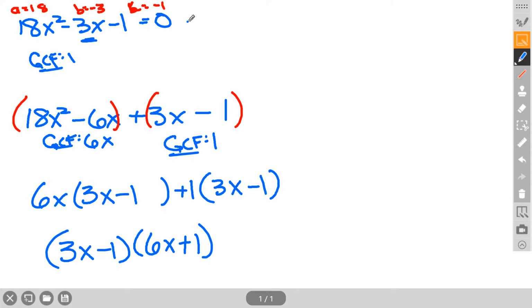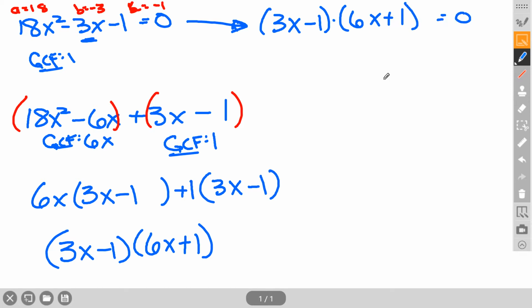So the factored form here becomes 3x minus 1 and 6x plus 1, and those multiply to give me 0. So, zero product property says that either of these could be 0. So I want to find what value of x will make the first factor 0, and what value of x will make the second factor 0. So I'm going to set the first factor equal to 0 to find x.